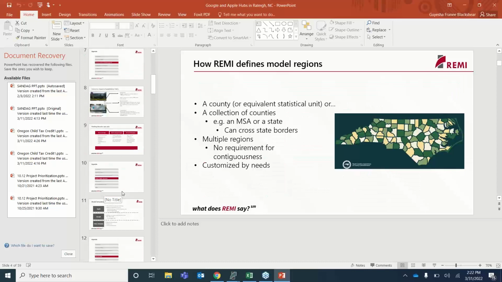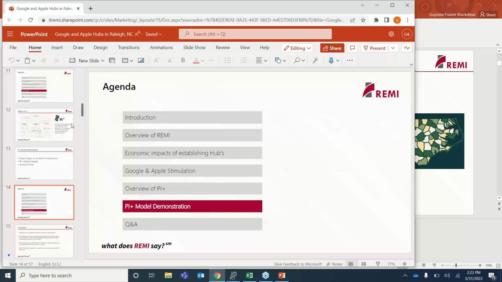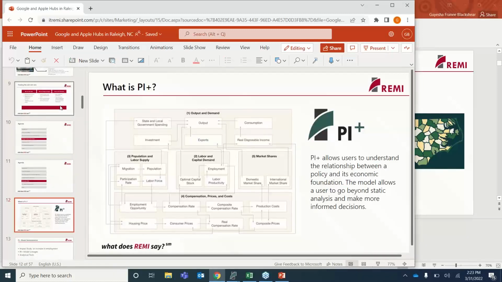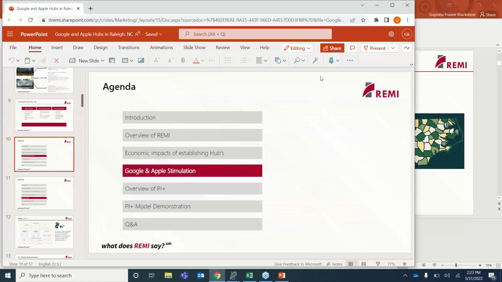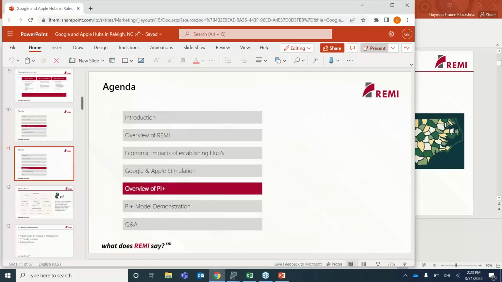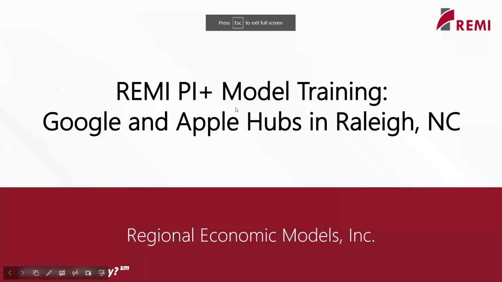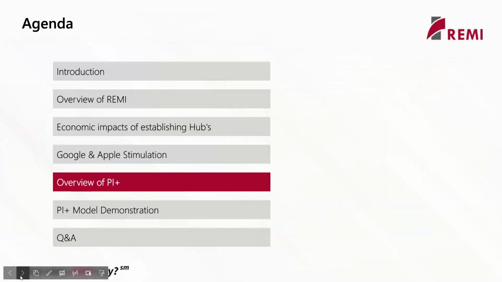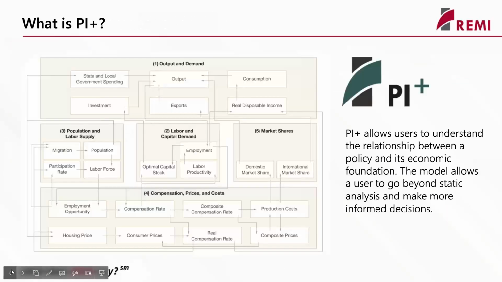And so, with this being said, now that we have an explanation of the policy variables as well as the data that will be used, we will now go forth to explaining what exactly PI Plus is. And as we can see here, this is more so like an under the hood view of the model.